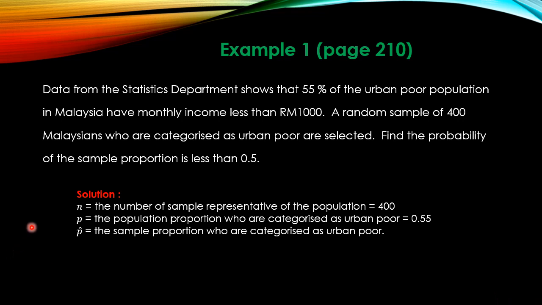So first we identify what is the n. n is the number of samples representative of the population. So from here we have 400. p, the population proportion who are categorized as urban poor. So from this statement, we have 0.55, and then p hat is the sample proportion who are categorized as urban poor. So from the question, find the probability of the sample proportion, p hat, less than 0.5.